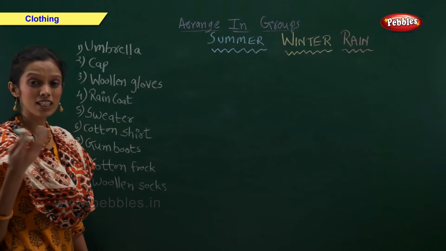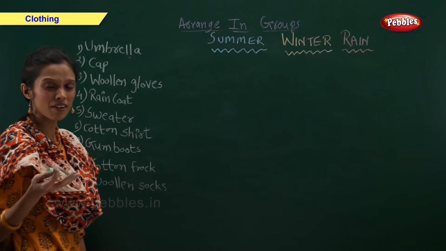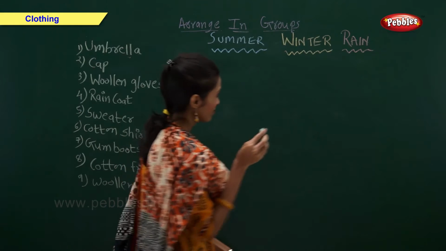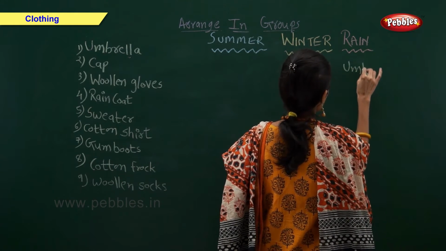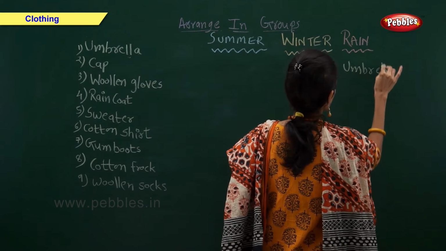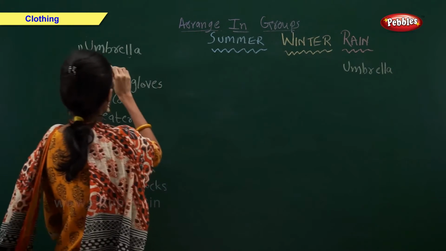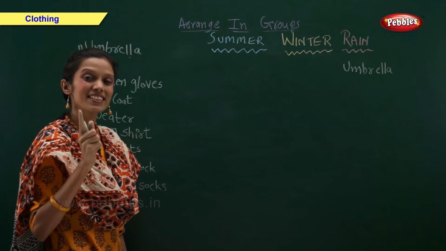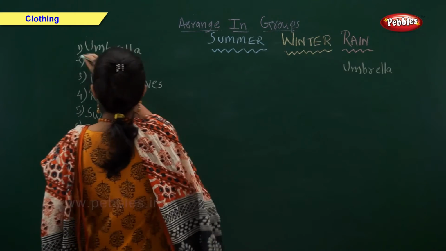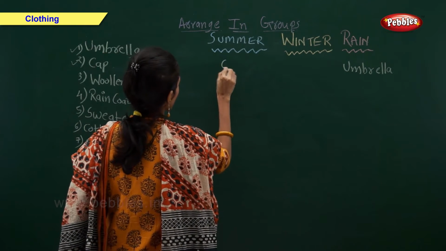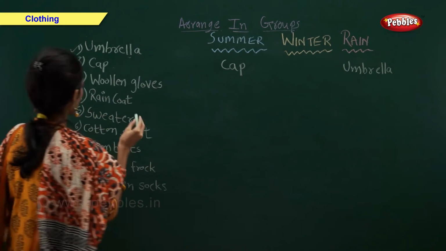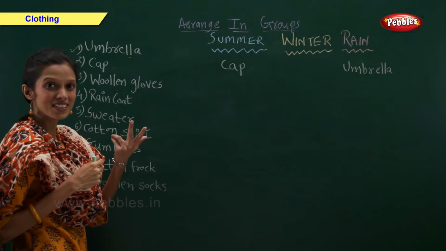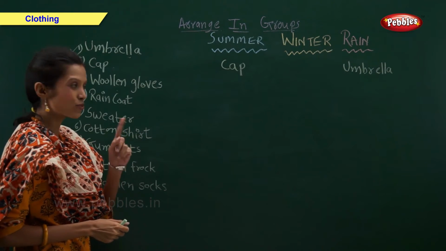Umbrella. In which season do we use umbrella? Summer? No. We use umbrella in rainy season. Cap. In which season do we use cap? Yes, in summer we use cap. Woolen gloves. When do we use woolen gloves? Yes, in winter we use woolen gloves.